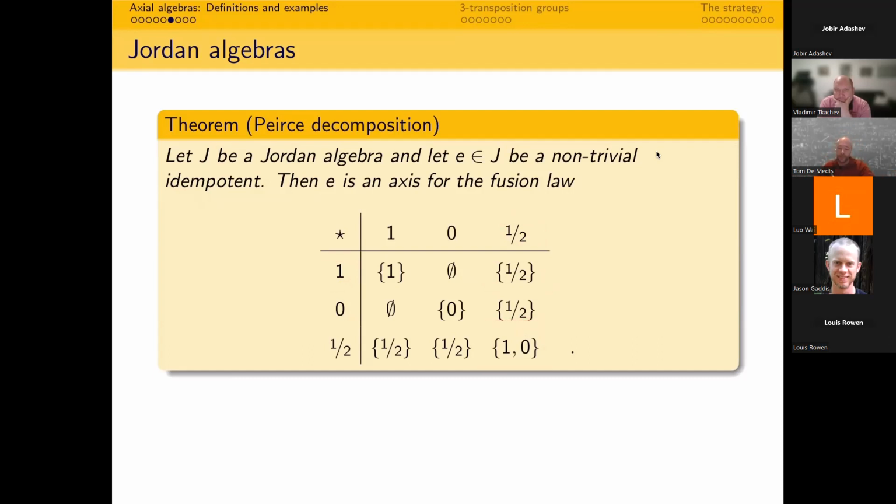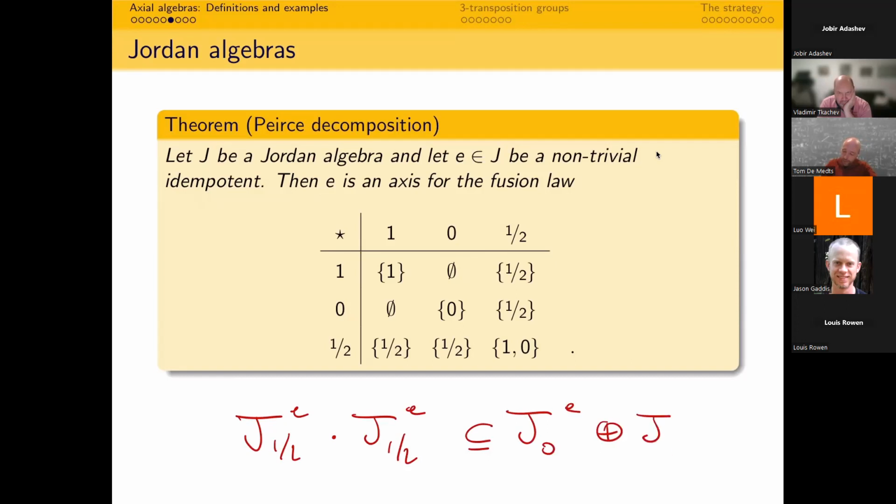It's not a singleton, it's like 1, 0. This means that if you take something in J 1/2 with respect to my idempotent E, and again I take something in J 1/2 with respect to this idempotent, then what I get is something that ends up in the sum of the 0 and the 1 eigenspace. That's a typical example of the situation where this kind of proper non-singleton subset arises. And that's the meaning of it.